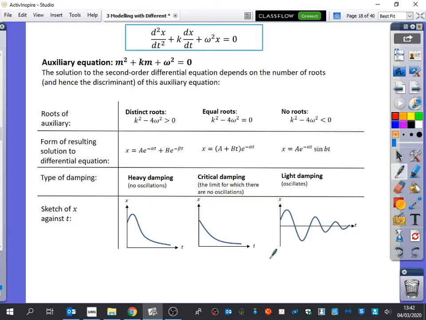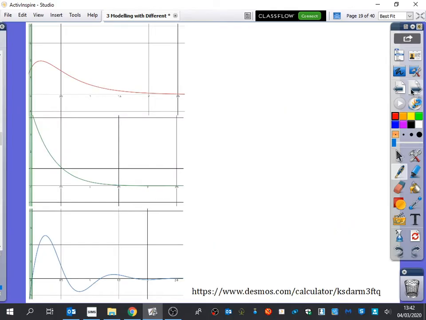Yeah? Will we get like a 1 marker saying draw the oscillation? Probably the 1 marker will say describe the motion, and it might say describe the type of damping. So you would say it's damped harmonic motion. The damping is critical, the damping is heavy, or the damping is light. It's really easy to spot just if you know what this table is. But I'll show you what they look like as a graph here.